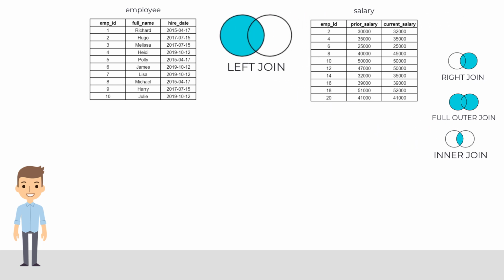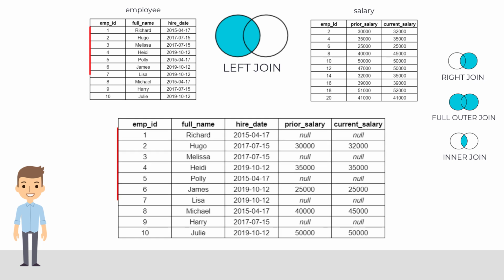Now, when we perform a left join, the result we obtain will take all information in the left table and it will be enriched with information from the right table if there is a match within the emp ID column. If there is not a match, then the columns from the right table will be populated with null values like so. So here you can see we have all data from the left table, and we now have information from the right table where there was a match in emp ID. Where there is not a match, the right table values have been populated with null.